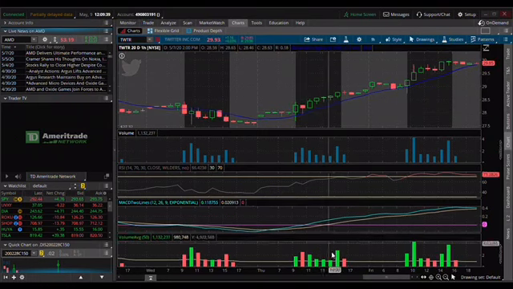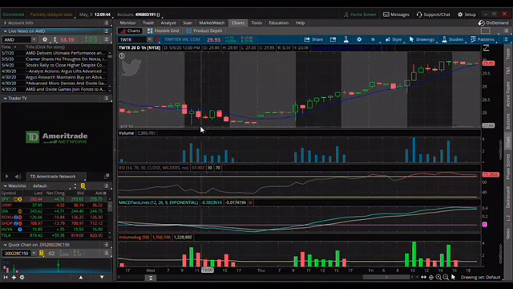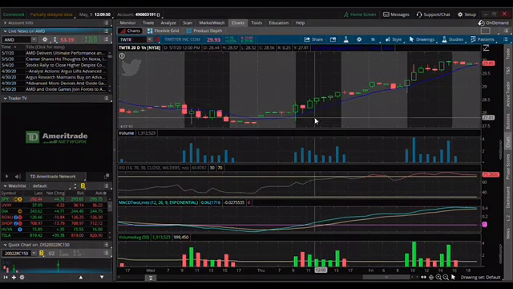You take a look at volume here. Look at the amount of buyers compared to the amount of sellers. And look at the previous day. A lot more sellers. You see the buyers really stepped in on the 7th.